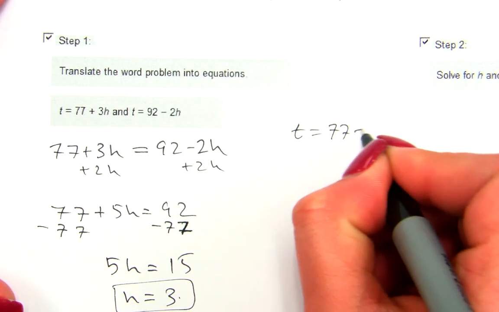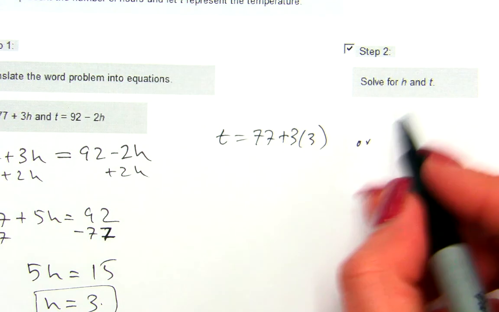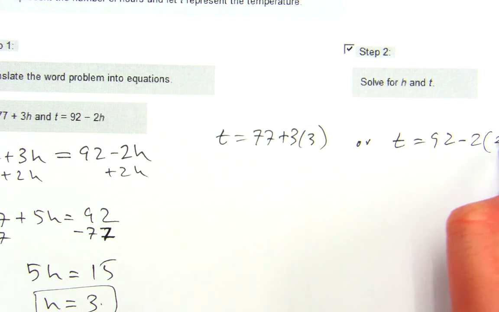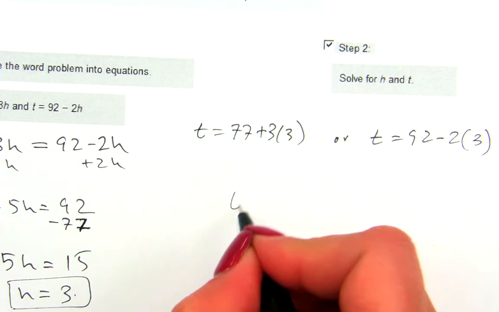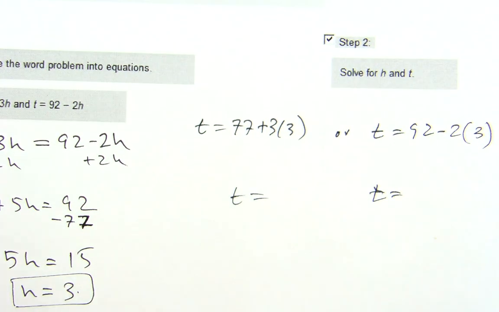So T equals 77 plus 3 times 3. Or you can plug it into the second one, T equals 92 minus 2 times 3. Both of those should give you the same answer for the temperature. Okay, I'm going to let you figure that one out. I'll see you tomorrow.